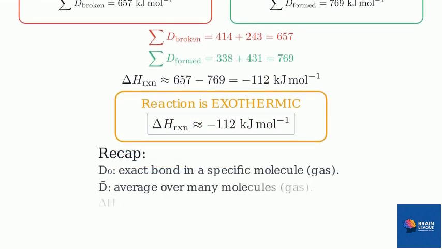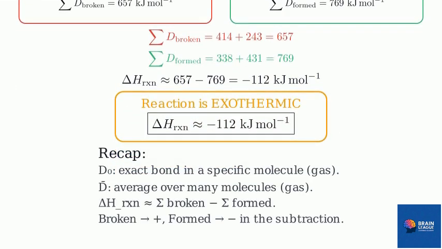Quick recap. Bond dissociation energy D0 is molecule-specific and very precise. Average bond enthalpy is an average over many molecules, convenient but less precise. Use delta H of reaction approximately equal to sum of bonds broken minus sum of bonds formed. And remember the sign convention. Breaking is positive, forming is negative in the subtraction.